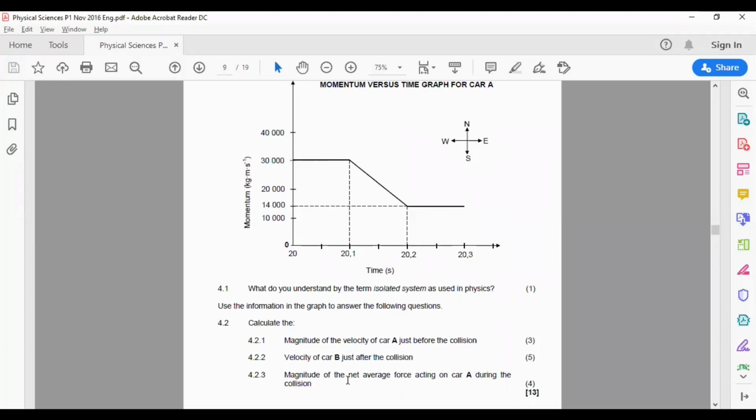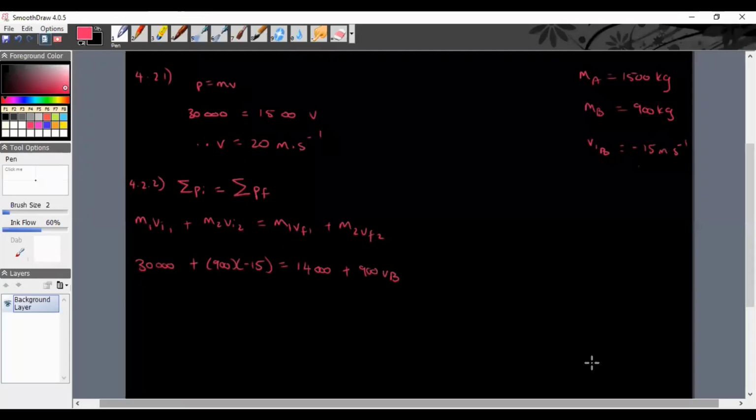So if I have a look here at my solution, p is equal to mass times velocity. p is my momentum of car A, 30,000, taken off the graph, equals 1,500, which is the mass of car A, times velocity. Divide both sides by 1,500. The velocity of car A before the collision is equal to 20 meters per second. 4.2.2 asked us to have a look at the velocity of car B just after the collision.